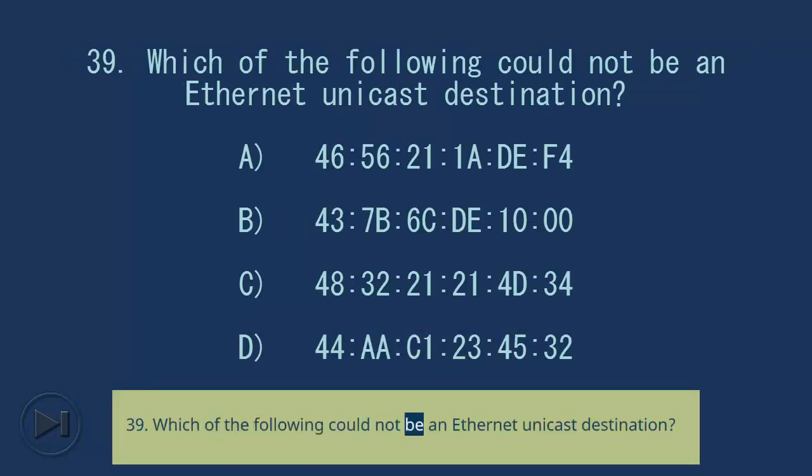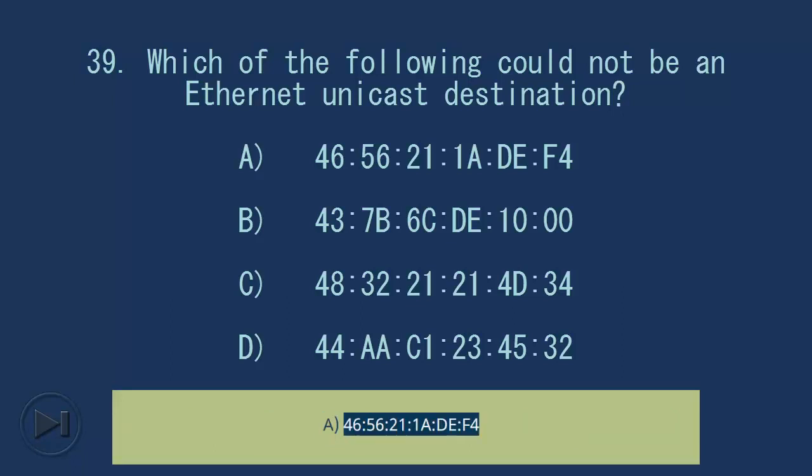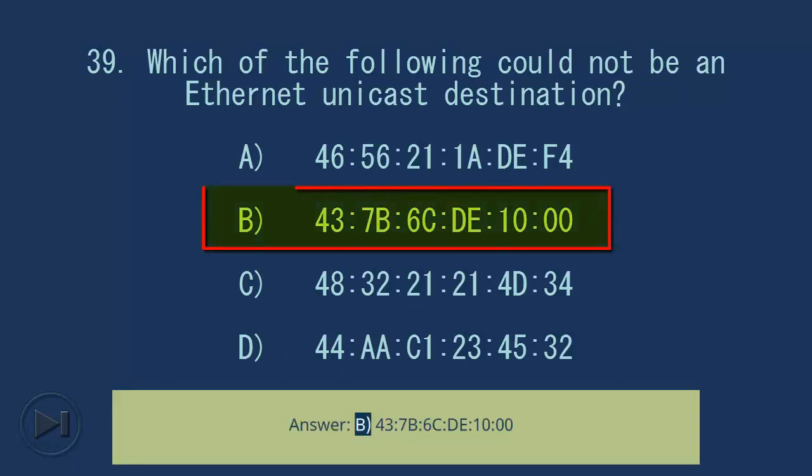39. Which of the following could not be an Ethernet unicast destination? A. 46:56:21:1A to F4. B. 43:7B:6C to 10:00. C. 48:32:21:21:4D:34. D. 44:AC:1:23:45:32. Answer, B. 43:7B:6C to 10:00.